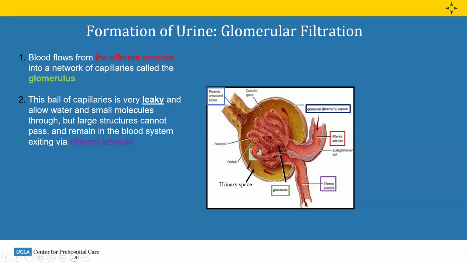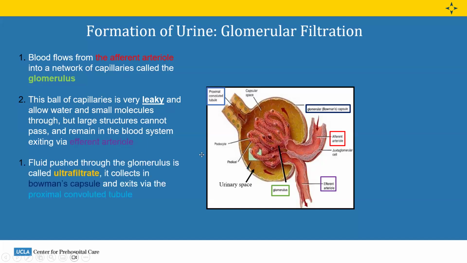Blood is going to continue and then exit out of the efferent arteriole. But essentially, fluid is going to be pushed through that capillary system and collected here in this capsule. The capsule is called Bowman's capsule, right? That's surrounding the glomerulus. And then the fluid is going to exit through what we call the proximal convoluted tubule. So if you imagine, blood is coming through this pretty leaky system, and then blood is going to exit. Meanwhile, some of that fluid is going to be collected here in that capsule and then exit.